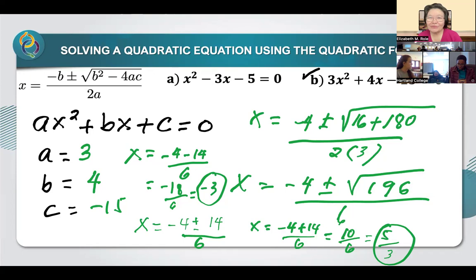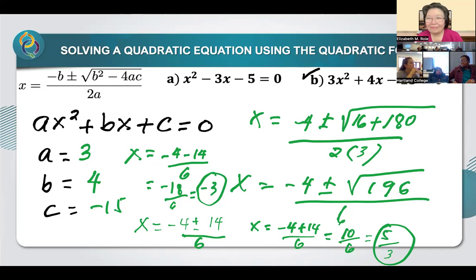If you want to check, you can check to make sure that your answers are correct. So you substitute for x. If you say negative 3 is correct, then substitute. 3 times negative 3 squared is 27. And then 4 times negative 3 is negative 12. So 27 minus 12 minus 15: 27 minus 27 is 0. That checks that your answers are correct.